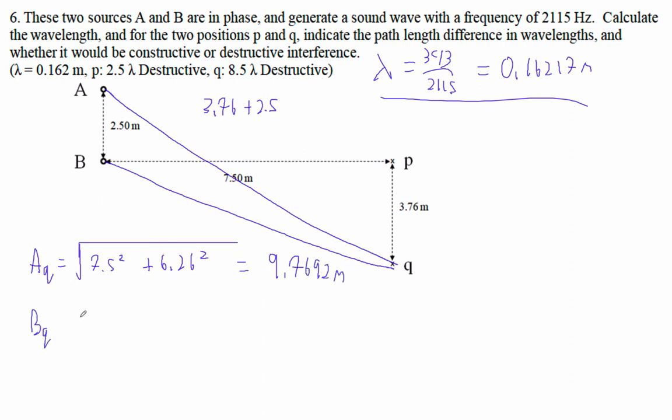Now let's figure out BQ. That'll be a little easier. So this is 7.5 again in the X direction. And then in the Y direction, I believe it's just 3.76, right? All right, let's do this. Okay, that is 8.3897 meters.